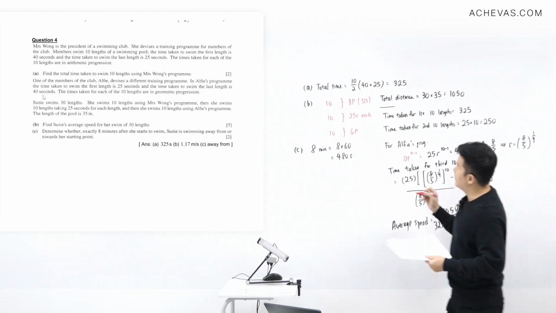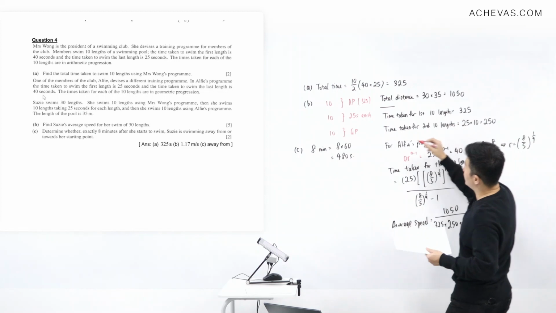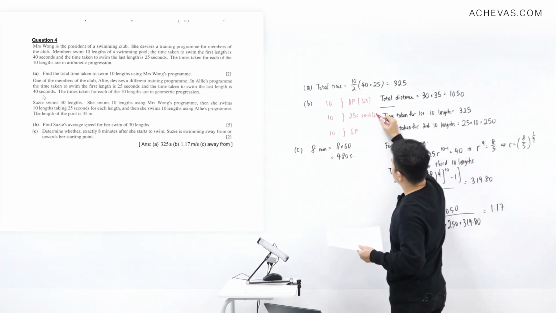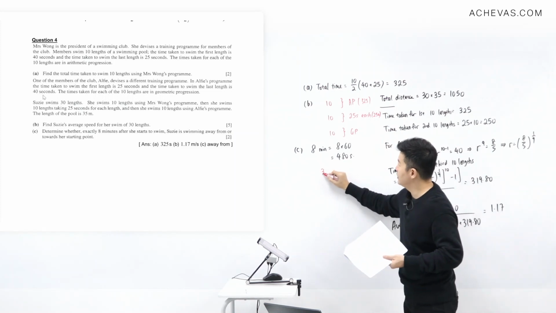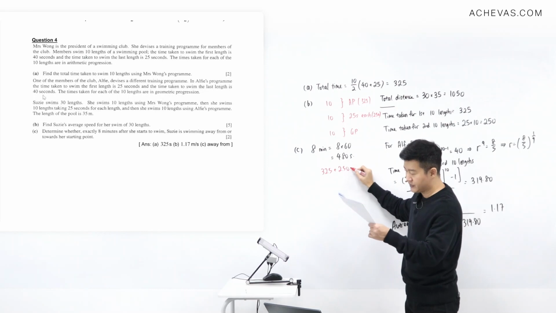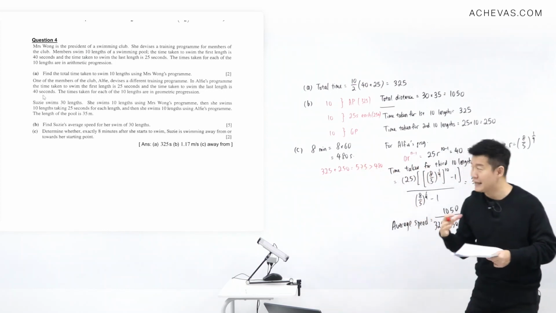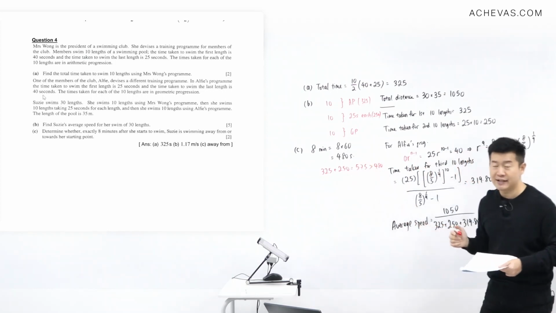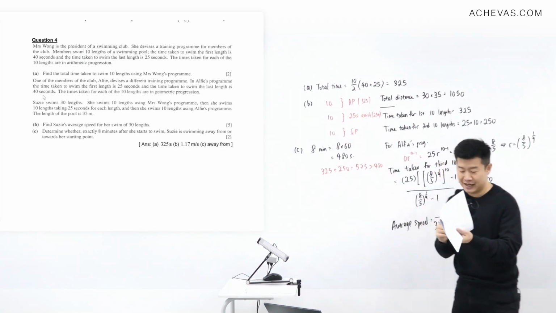And for the second 10, Susie takes up a time of 250. And if you were to take 325 plus 250, this gives me 575. This is already bigger than 480, which means that exactly 8 minutes or exactly 480 seconds later, Susie will be somewhere here in the second 10.